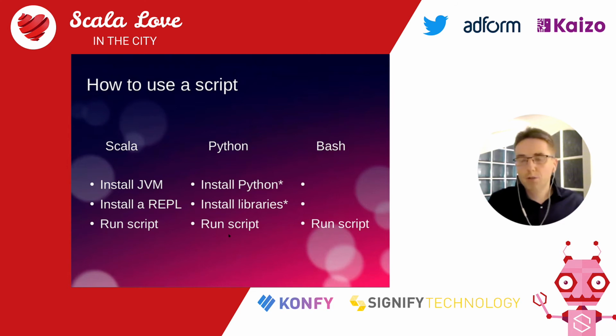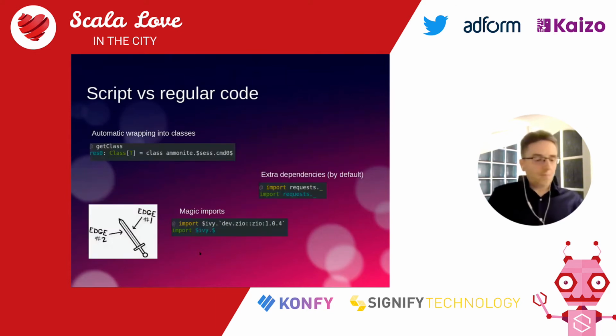So people go for Python and Bash much more often than they go for Scala, which is a shame because Scala is a great language and lets you write things that you can then evolve safely. The other thing in Scala scripting is that scripts are not regular Scala. On one hand, this is a nice thing because you don't need to provide all the boilerplate. The REPL does it for you. You just write your code and it is automatically wrapped into classes.